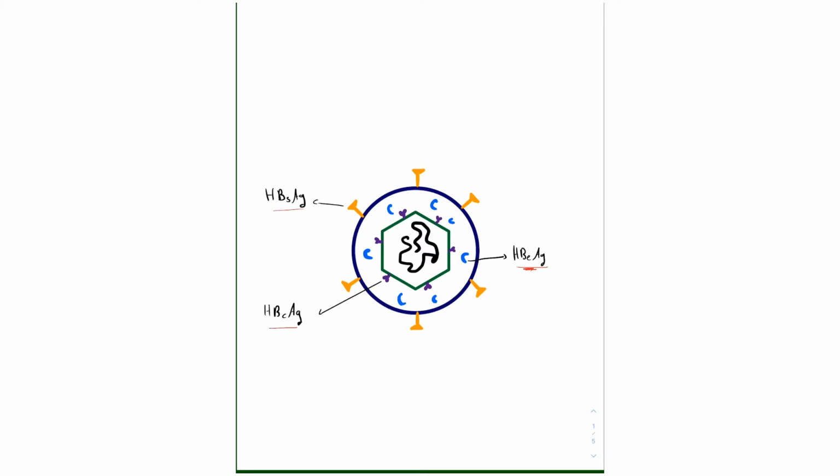There are three different antibodies, one for each of these antigens. You have the surface antibody, and the surface antibody basically means that the person has either recovered from hepatitis B or they have been vaccinated against hepatitis B, because when they vaccinate people against hepatitis B, they basically give them the surface antigen and nothing else, so it will lead to production of the surface antibodies.